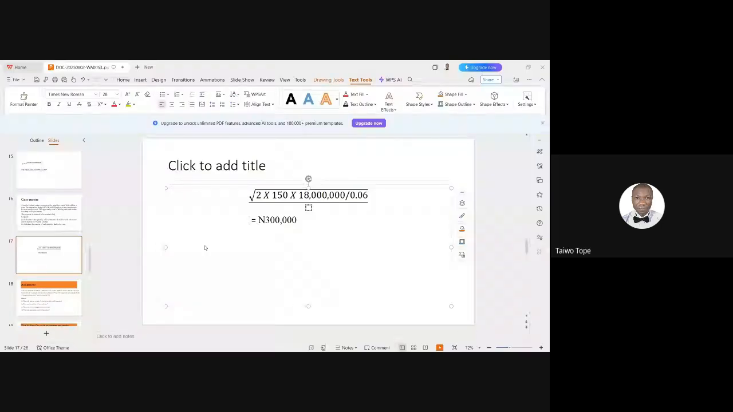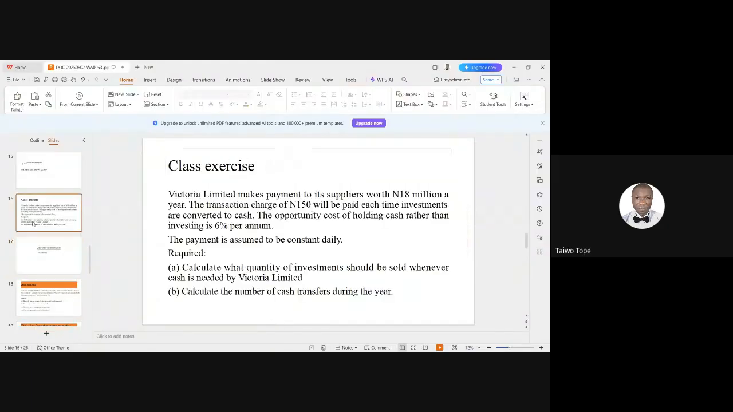So for the number of transfers, it will be what? Your 18 million divided by what? 300,000 to give you the number of transfers. The question asks to calculate what quantity of investment should be sold, and the number of cash transfers. Victoria Limited makes payments to suppliers worth 18 million a year. The transaction charge of 150 will be paid each time investments are converted to cash, and there is the opportunity cost of holding cash. So per order, you should order what? 300,000 per order.